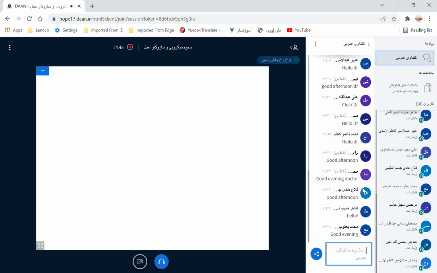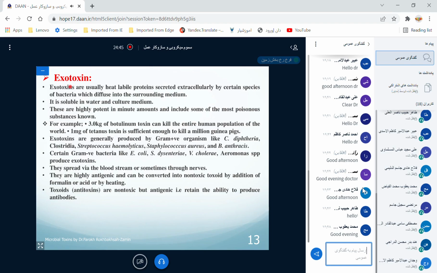Okay, so right now, approximately we have explained some pages regarding endotoxin, and from page 13 until the end of the semester, we want to focus on exotoxins.